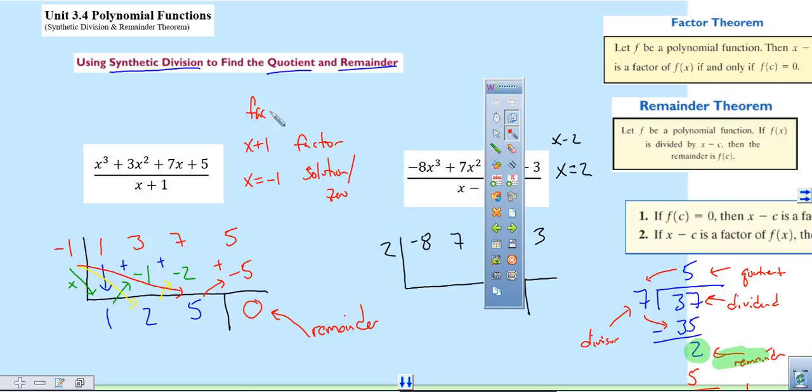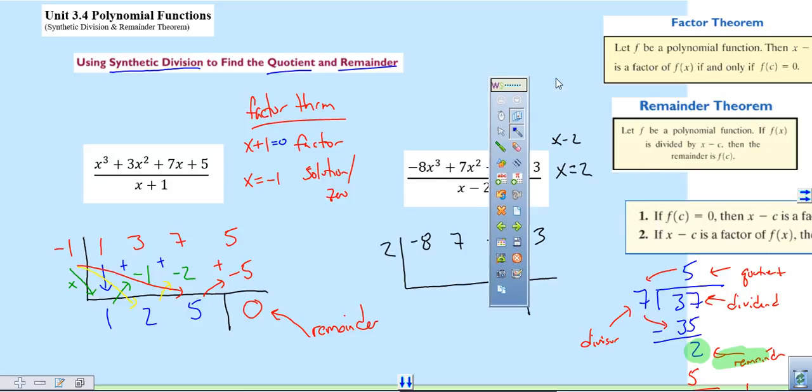So the factor theorem, and you don't have to have these theorems memorized, you're just going to hear people using them. The factor theorem says that if I have a factor, I can take that factor, I can set it equal to 0, I can solve that thing and find a solution that I can test.